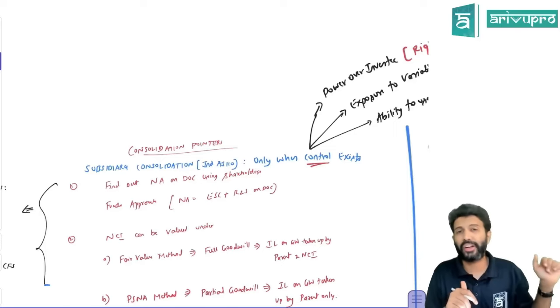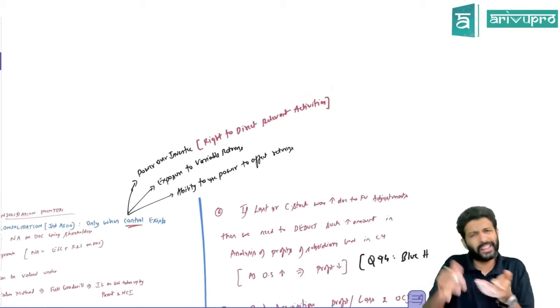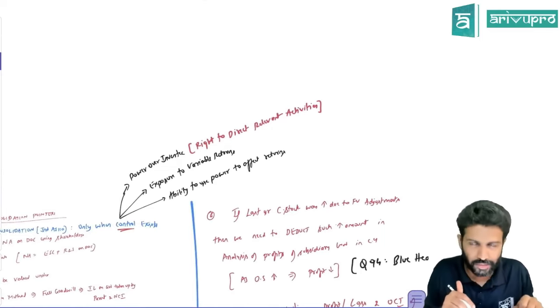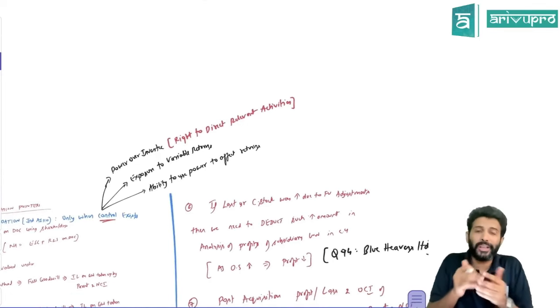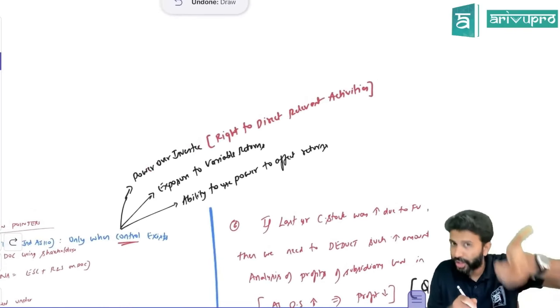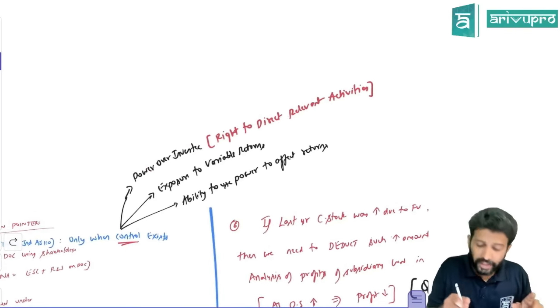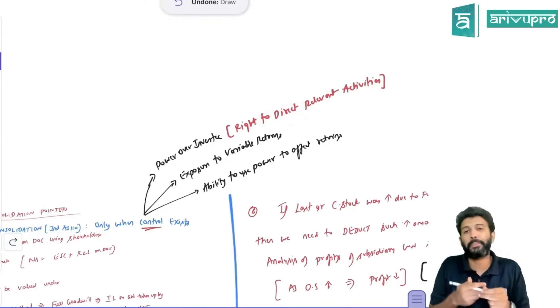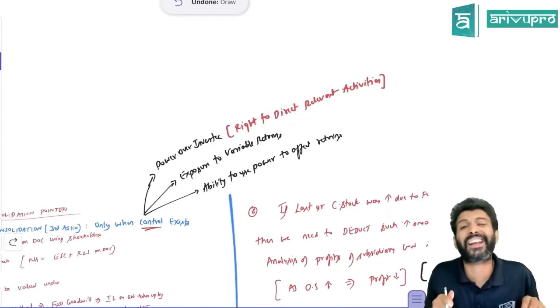And when can you say you have control? The definition of control, I think Ind AS 103 also gives this definition, or the definition of control, I think, is given in Ind AS 110 itself. Control means you have control when you have power over the investee, and you have exposure to variable returns. And you have the ability to use the power to affect the returns. And you say you have this power over the investee provided you have the right to direct the relevant activities.